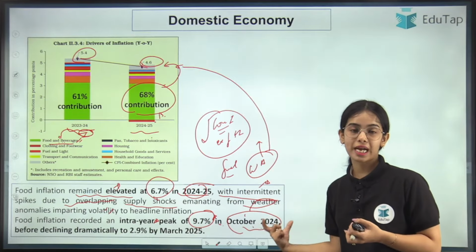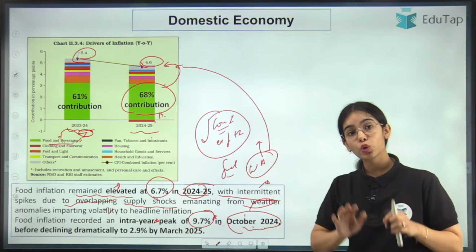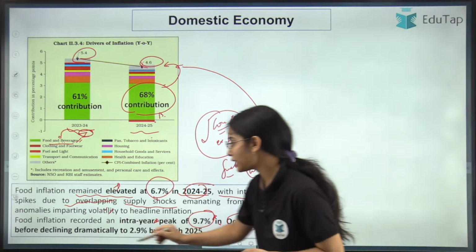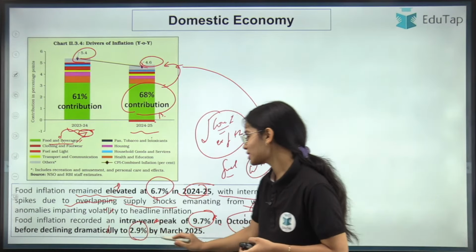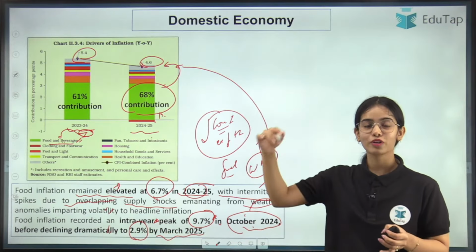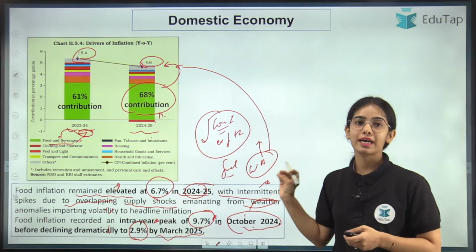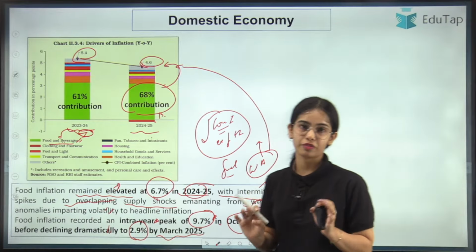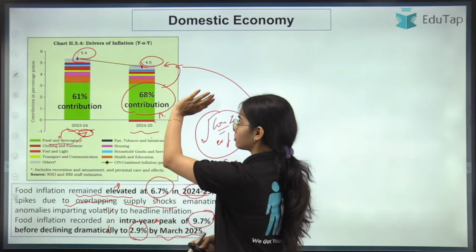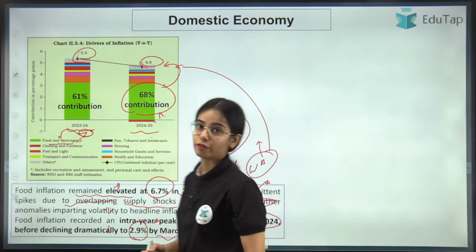Food inflation was highest in October 2024, and it dramatically declined to 2.9% by March 2025. So there were a lot of fluctuations in food inflation, but food inflation remained elevated at 6.7% in 2024-25. Okay, and food inflation majorly affected the headline inflation.